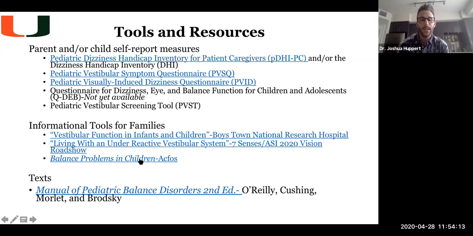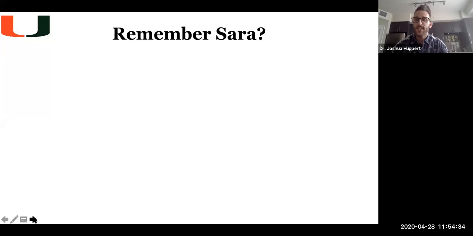And then there is a textbook, The Manual of Pediatric Balance Disorders. The second edition actually just came out a couple months ago and has some new updates regarding pediatric and vestibular migraine in there. So I want to end on a really positive note here. If you remember Sada, she's the very, very smiley kiddo who is on the physio ball. So I wanted to give you an idea of the work that we do.